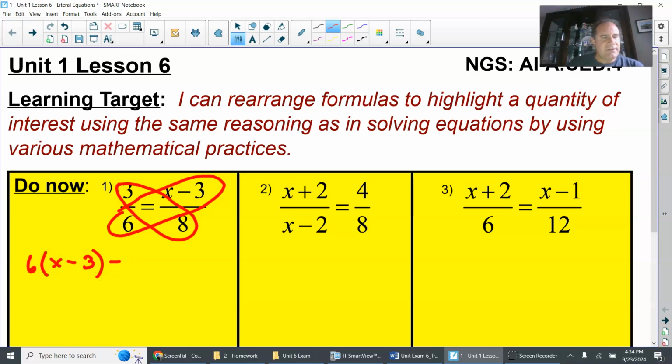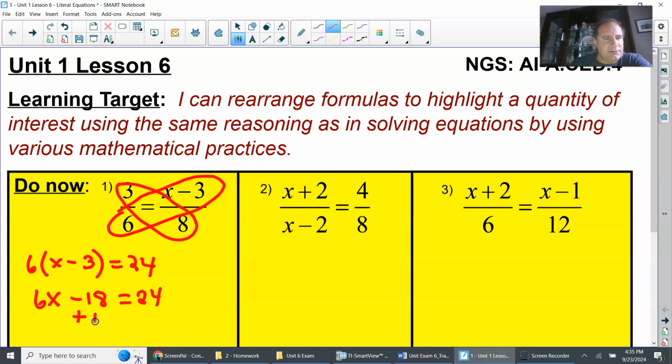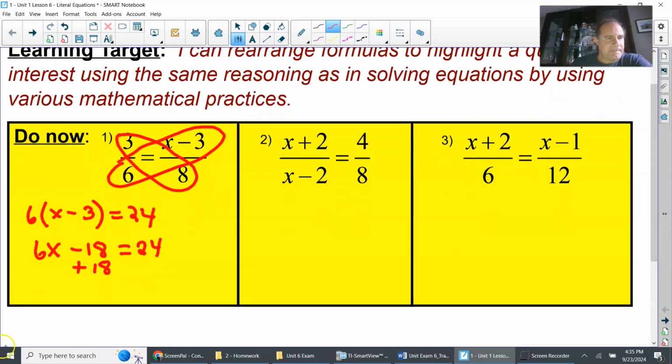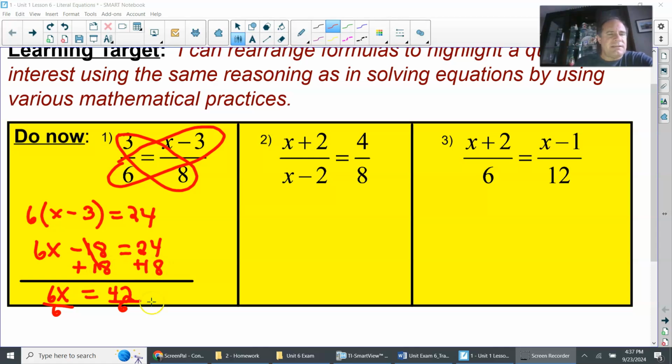And as long as we have the distributive property, 6 times the entire expression x minus 3, that's good. So this is 24, 8 times 3, and this is 6x minus 18 for distributive property. You get 24, you add 18 on both sides. And you could see that you add 18 to both sides and you divide by 6 just like that, and x equals 7.